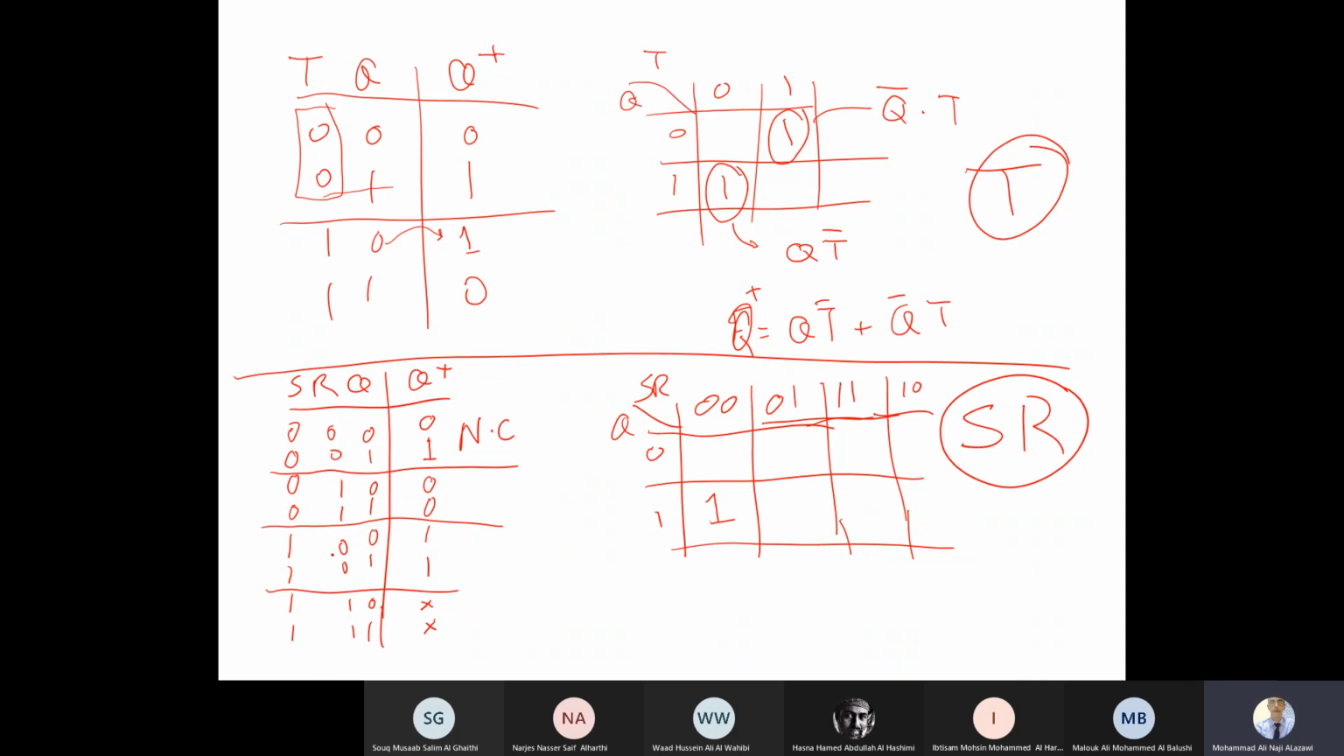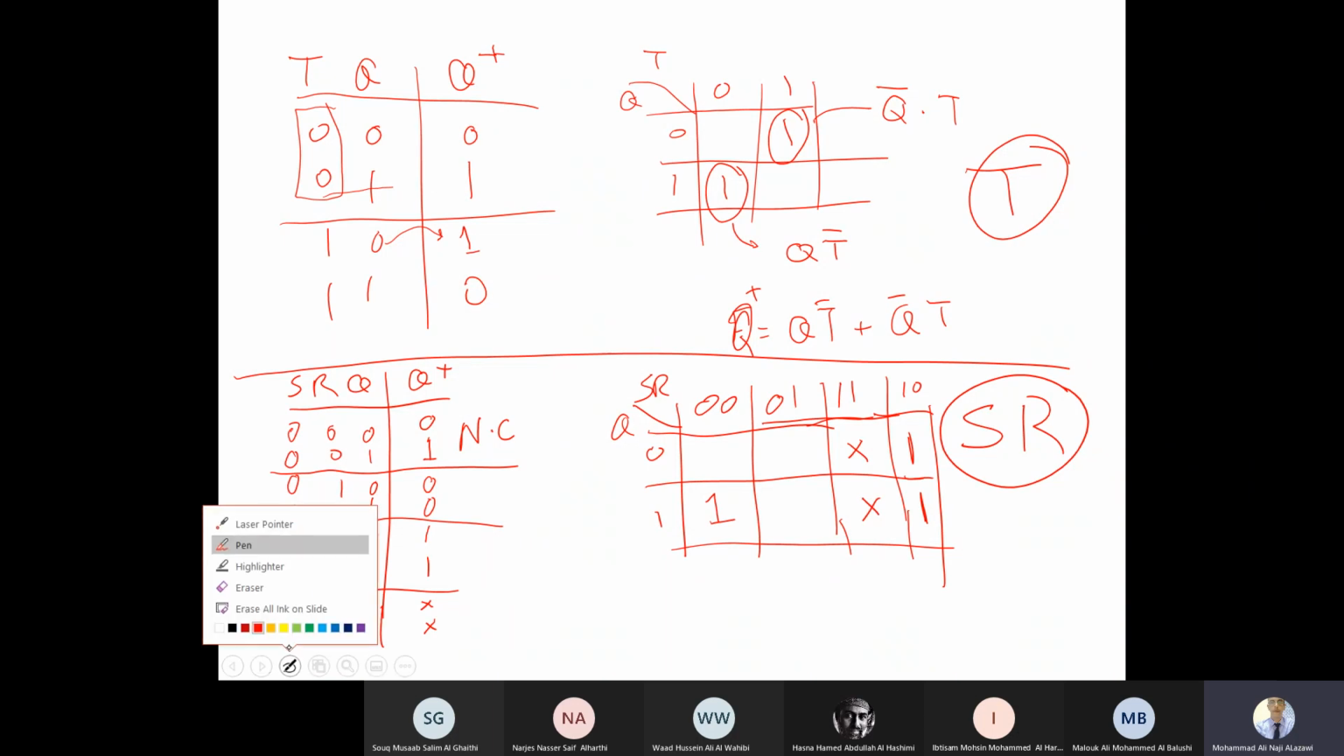Next, 0, 1. I don't have anything. I have another one at 1, 0, 0, and another one at 1, 0, 1. Is it enough? No. Still, I have the don't care here. At 1, 1, 0, I have don't care, and at 1, 1, 1, I have don't care status. Then the groups will be, if you remember, we talked about the don't care.